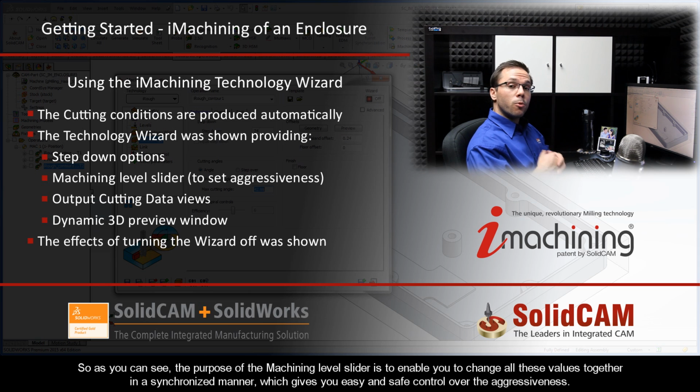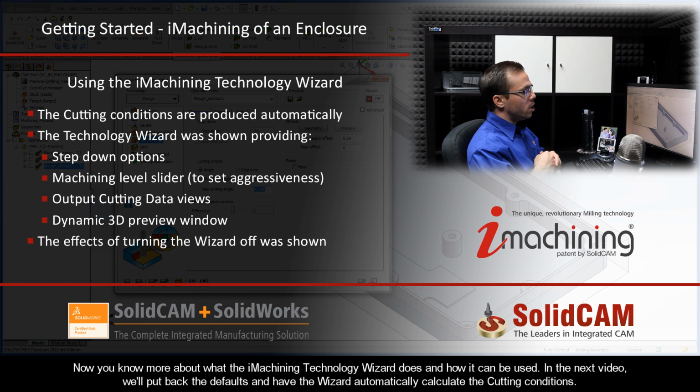So as you can see, the purpose of the machining level slider is to enable you to change all these values together in a synchronized manner, giving you easy and safe control over the aggressiveness. So now you know more about what the iMachining Technology Wizard does and how it can be used. In the next video, we'll put back the defaults and have the wizard automatically calculate the cutting conditions.